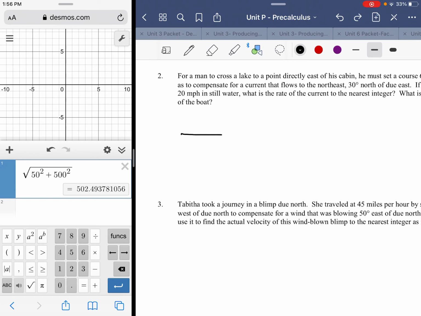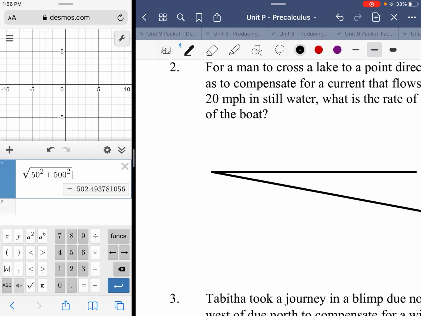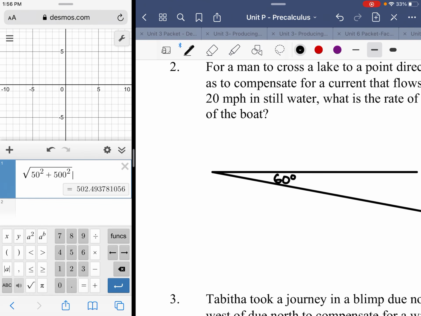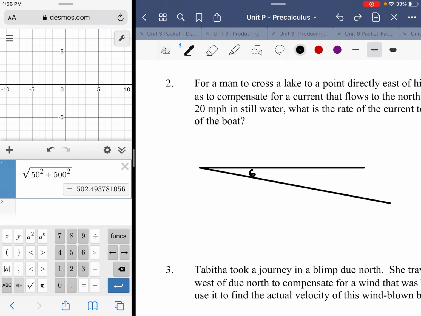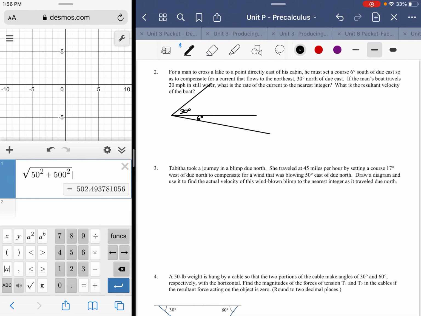All right, so we can start off with a diagram. Due east, that's easy enough. If I use my line draw tool, all right, so this is the route that he wants to be on. In order to accomplish this, he has to go at an angle 6 degrees south of due east. Geez, I just wanted it to be 6 degrees. All right, there's a current that's going 30 degrees north of due east, so something like that.